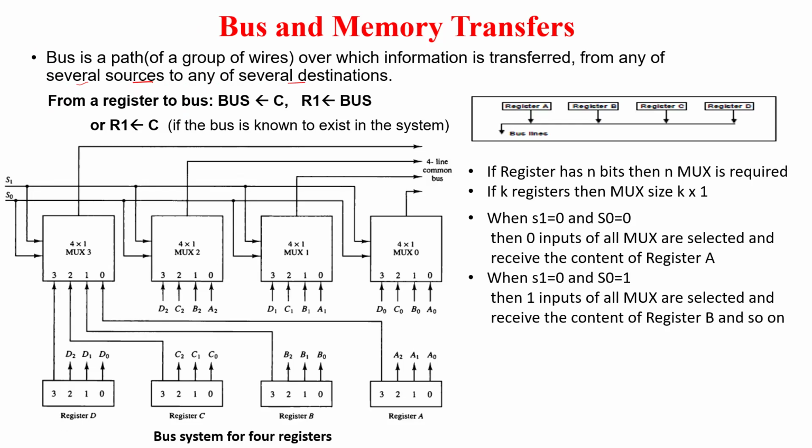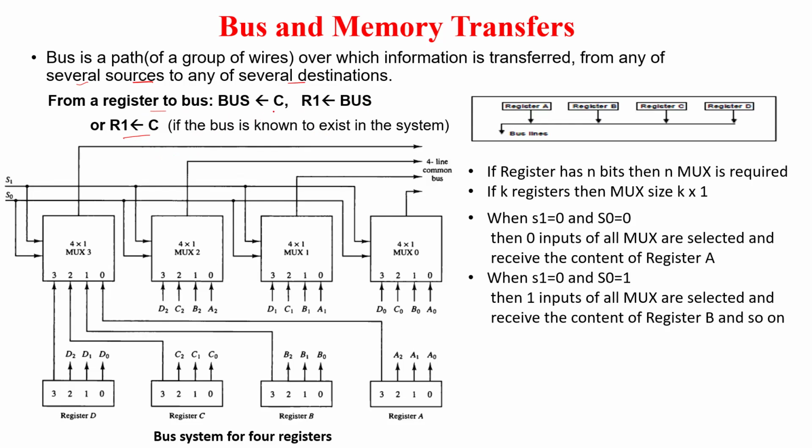Later we will have data bus and address bus; these terms are going to come. So a bus means a collection of wires, a group of wires. Here, when transfer takes place from register to bus, it is C to bus, bus to R1. And if there is no bus in the system, then the transfer is C to R1 directly; we can do the transfer like this also.